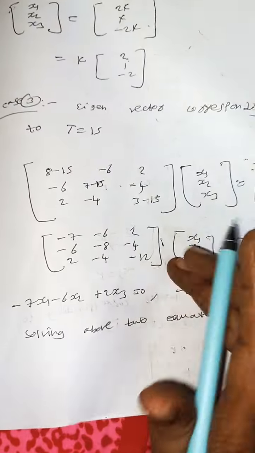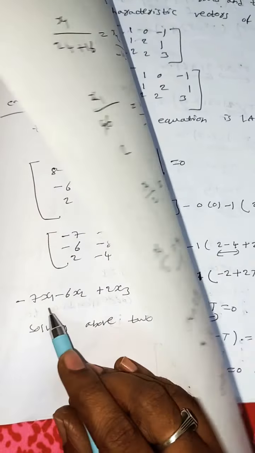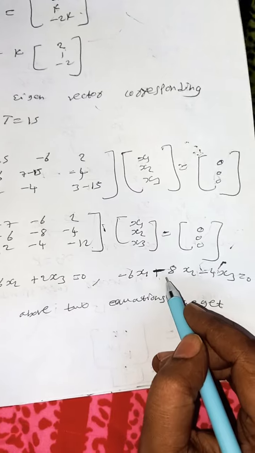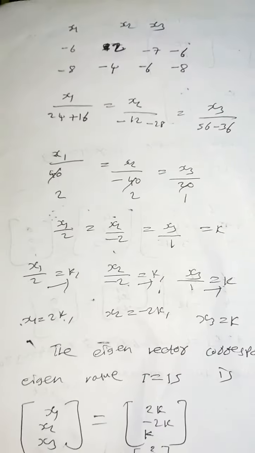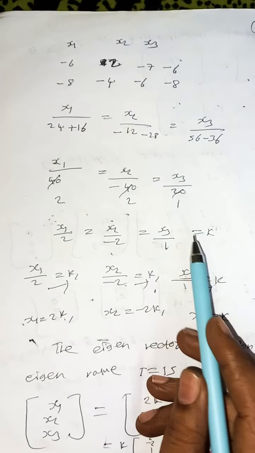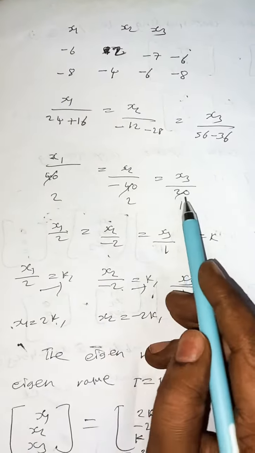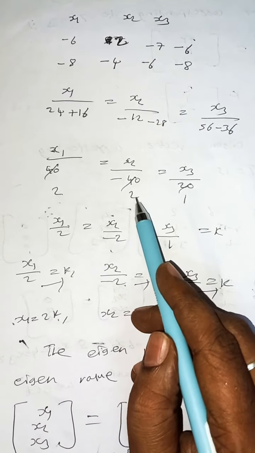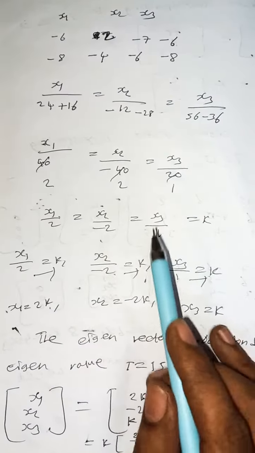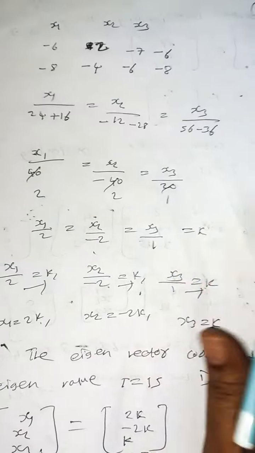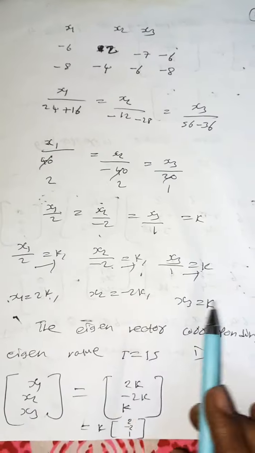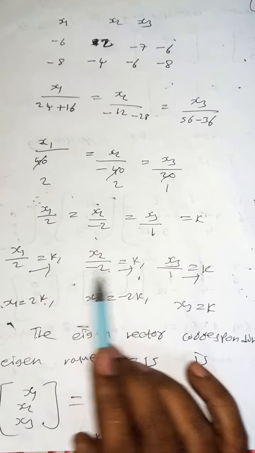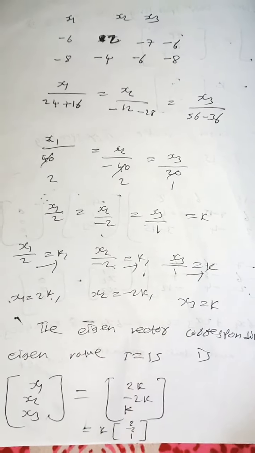Same method: first we have to take -6, 2, -7, -6, and here -8, -4, -6, -8. If you do the simplification, you will get it like this. Here we can cancel directly, since the equal-to symbol is there. Let us assume k. If you assume k and write it separately, you will get the result like this.